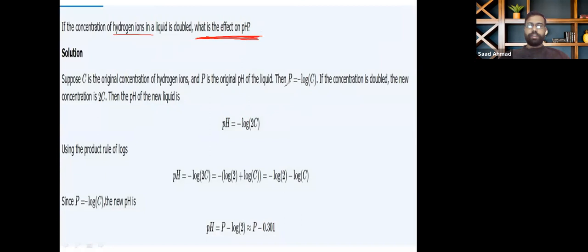So first of all, let's write it like this. pH equals minus log of C, where C is the concentration. pH was equal to minus log H plus, and H plus was the concentration. Now I have replaced it with 2C, twice the concentration.